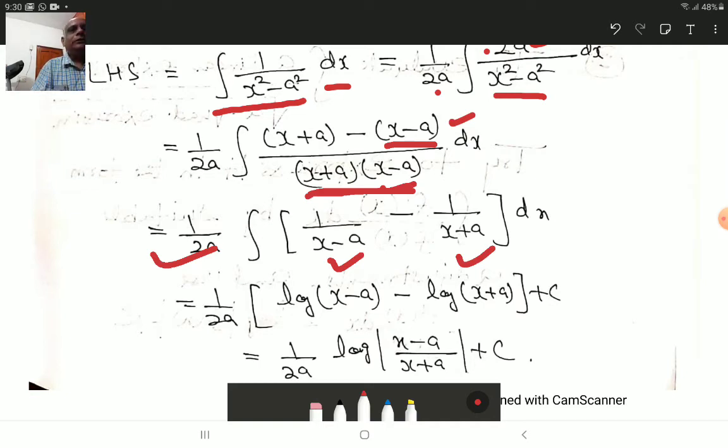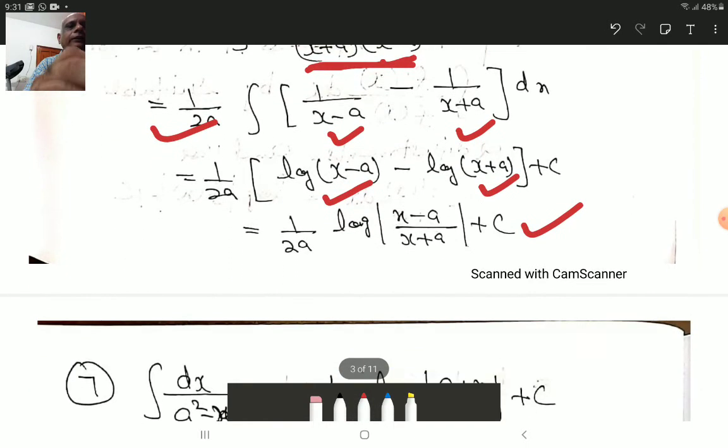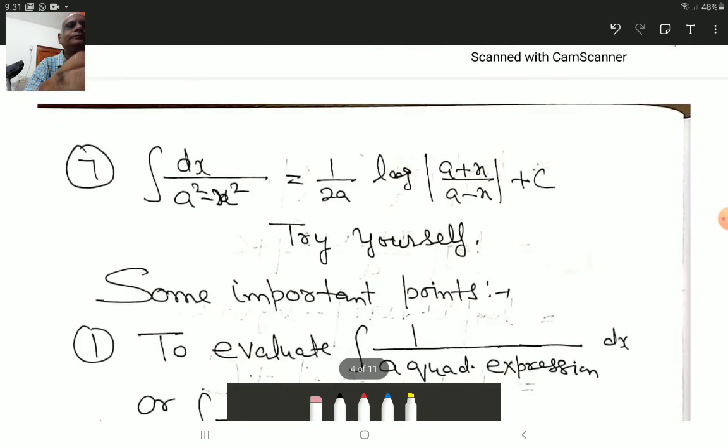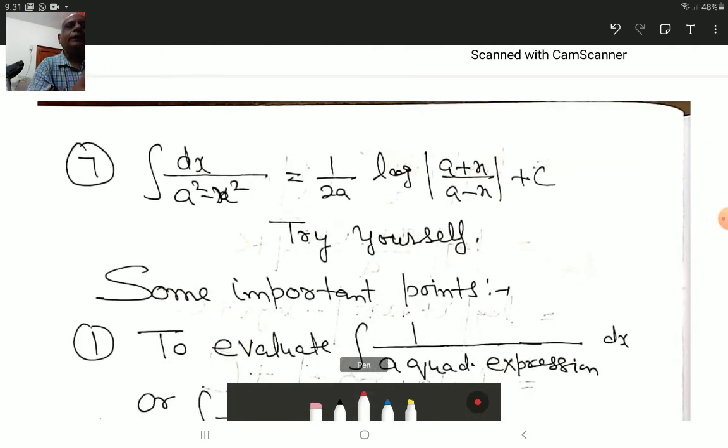So very good. Now it is quite easy to integrate. 1 upon x minus a, its integration will be log of x minus a, and 1 upon x plus a, its integration is log of x plus a. And you know very well that log m minus log n is log of m by n. So see, in this way this formula has been proved. Let us move to next formula. Integration of dx upon a square minus x square is equal to 1 by 2a log of modulus of a plus x upon a minus x plus c. So you can try it yourself just like formula number 6.